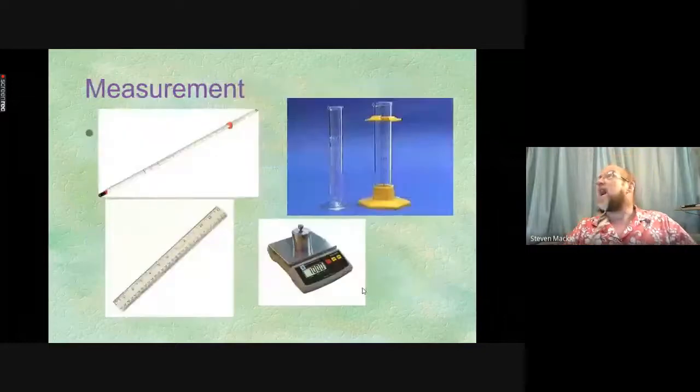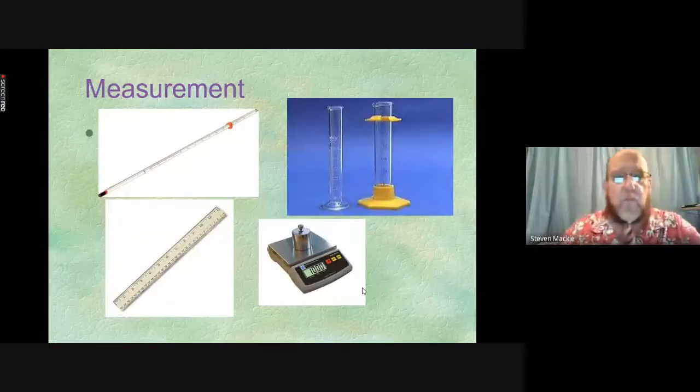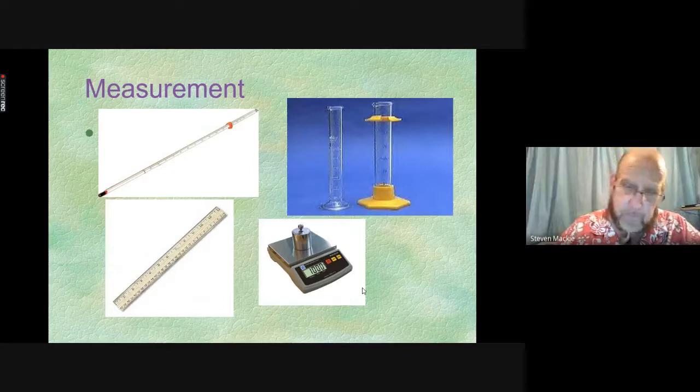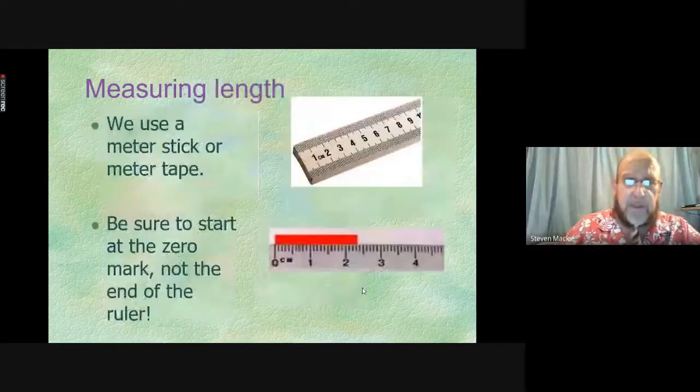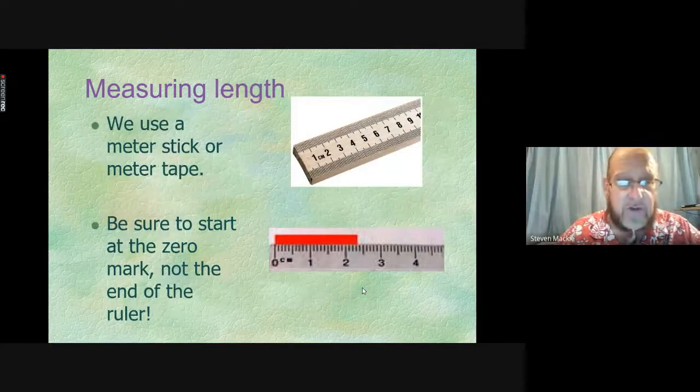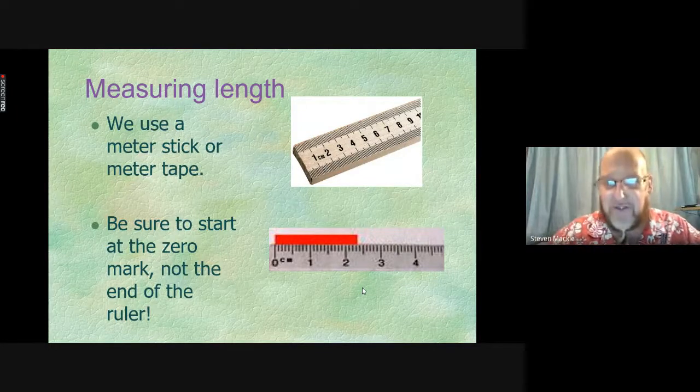All right, so now metric measurement. This PowerPoint, I think, is pretty straightforward, but let's talk. What are the kinds of things we need to measure in the metric system? We need to measure temperature, length, volume, and weight. When it comes to measuring length, we use a meter stick or a meter tape. But a meter tape is just a flexible meter stick.